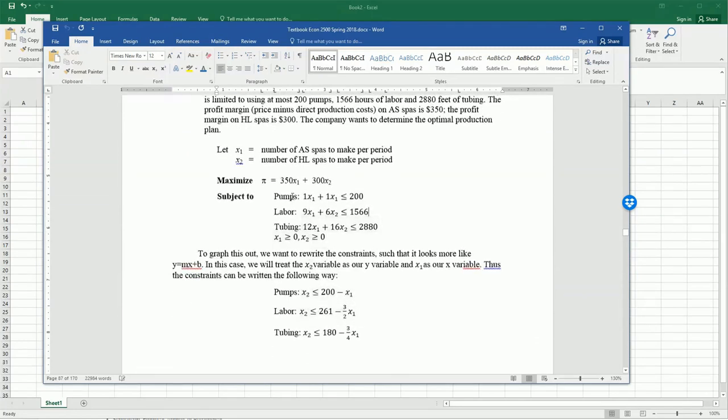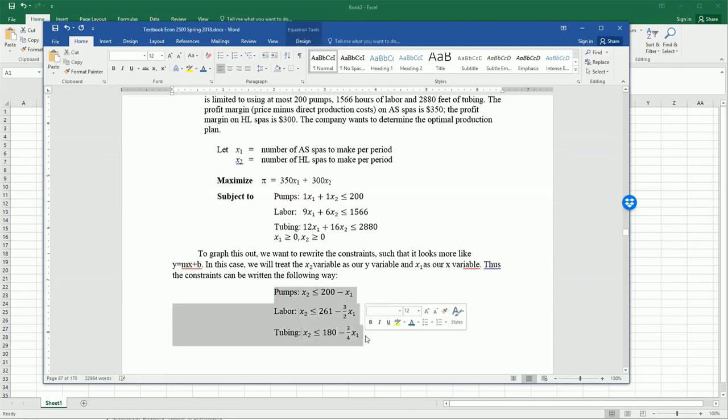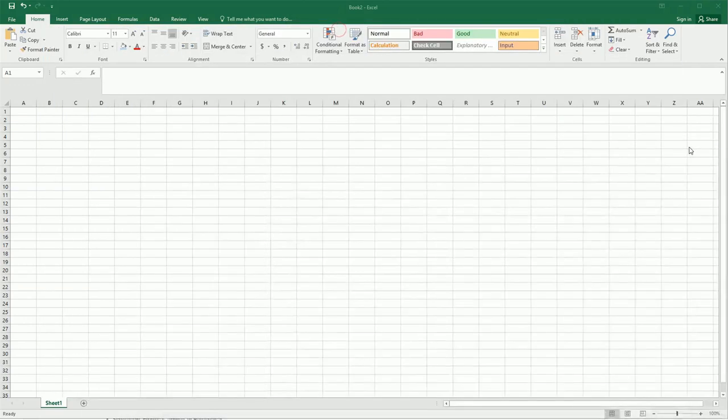So the steps to go from this part right here to this part right here is just simply write out each equation as a function of x2. So that should be x2 right there. I apologize. But so this can be x2 is less than or equal to 200 minus x1 for pumps, and so on and so forth. So it's these equations that I'm going to focus on first that I'm going to try to graph out in Excel to be able to give me the best idea as to what's happening in this graphical example. So I'm going to turn to a blank Excel spreadsheet here.